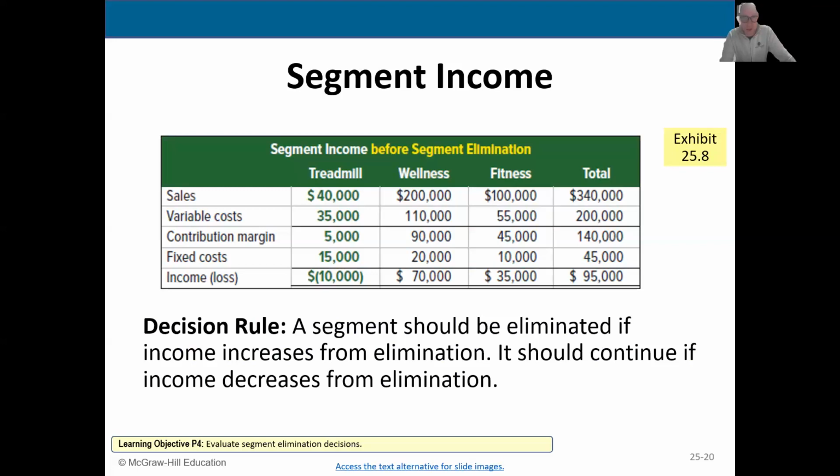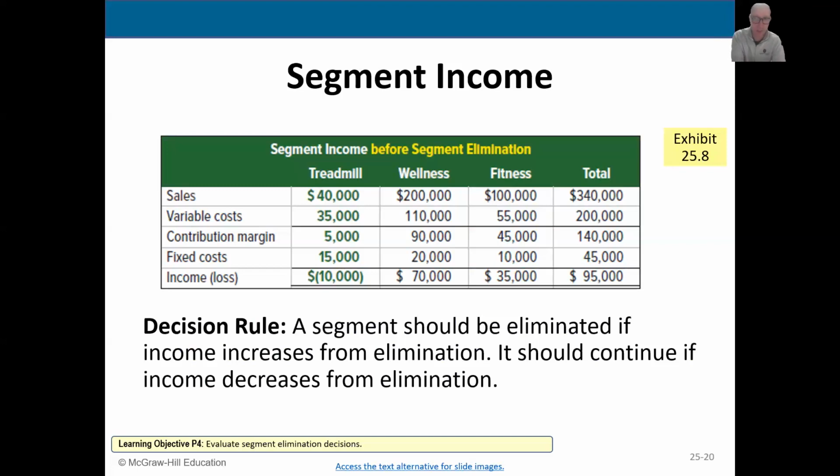Contribution margin for wellness is 90, 45 for fit. The fixed cost for the treadmills is 15, wellness is 20, fitness is 10. Then we come down to the income. The treadmill, we're losing $10,000 every year by making treadmills. We're earning 70,000 from the wellness, earning 35,000 from fit.